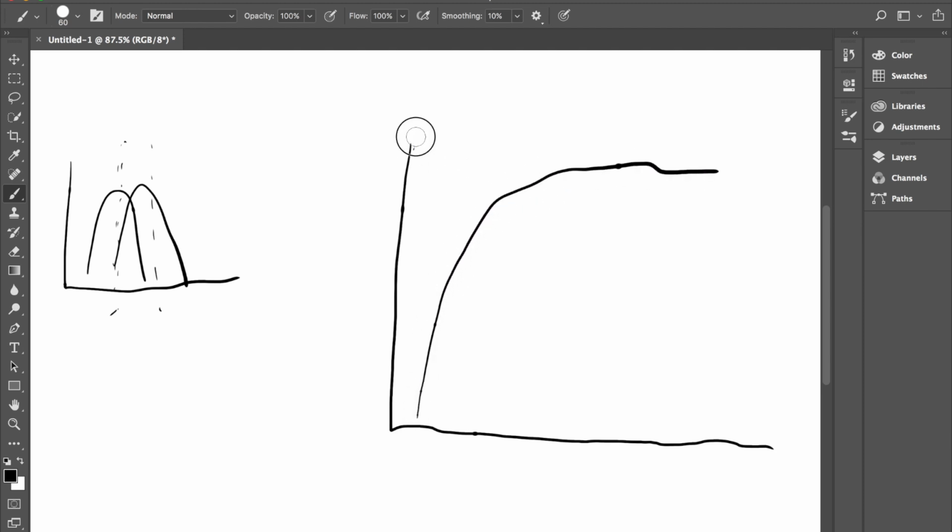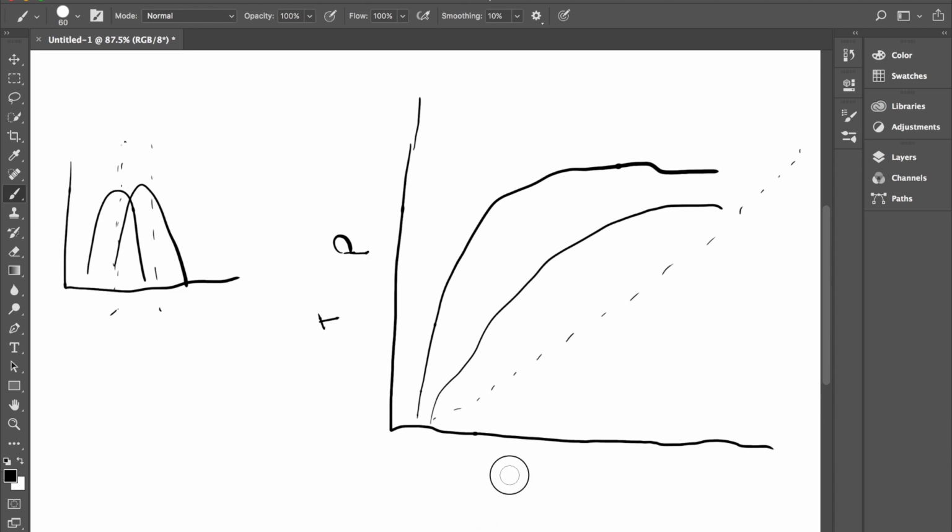And let's just say we have a couple of different tests. So we have a black line that's probably going to go like this. And let's say we have another test that looks like this. On the y-axis, I'm going to plot the rate of true positives. I've plotted the rate of true positives on this line. And on the x-axis, I've plotted the rate of false positives.